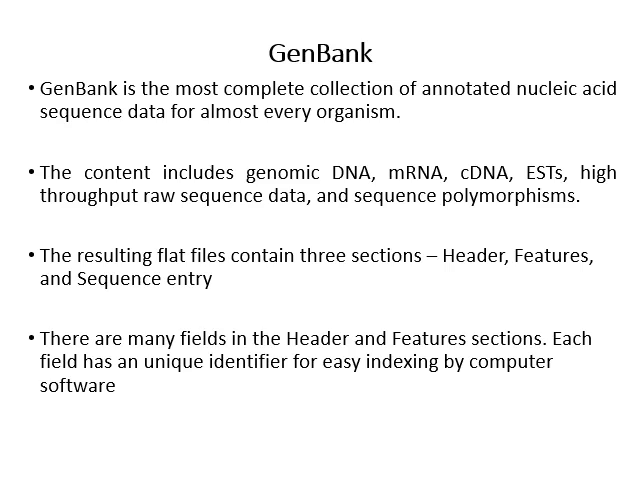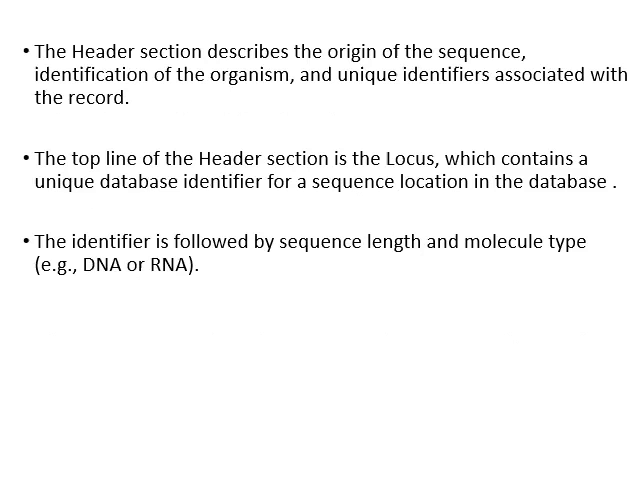The resulting flat file contains three sections: header, feature, and sequence entry. So let us discuss them one by one. The header section describes the origin of the sequence, the identification of the organism, and the unique identifiers associated with the record. The top line of the header section is called the locus, which means the location of that sequence in the database. The identifier is followed by the sequence length and molecule type.